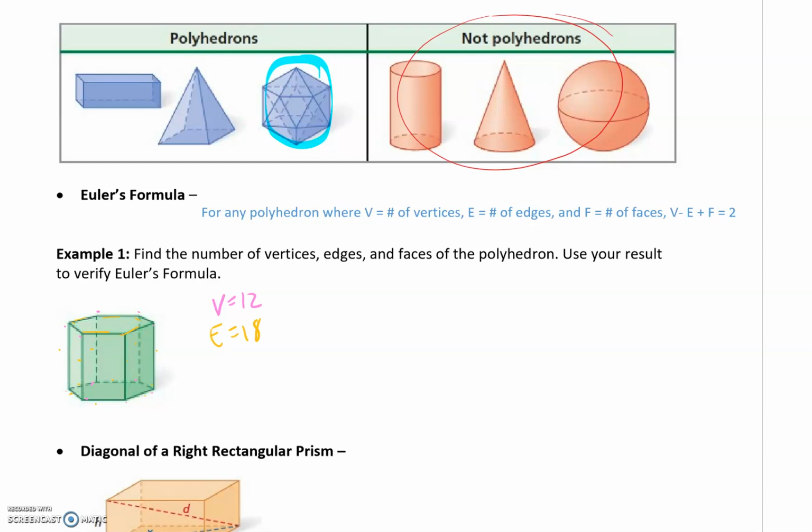And then finally, the faces are those two-dimensional shapes, like the hexagons and the rectangles here. So 1, 2, 3, 4, 5, 6, 7, 8. We should get 8 faces. Faces do include the bases. All right, so now we want to verify that V minus E plus F does indeed add up to 2. So show your work here. 12 minus 18 plus 8, is that 2? Negative 6 plus 8 is positive 2. Euler's formula does check out.